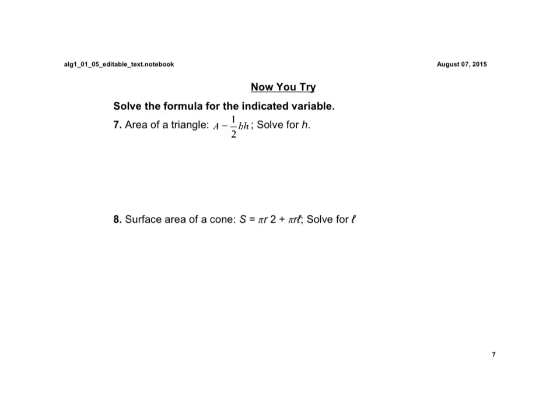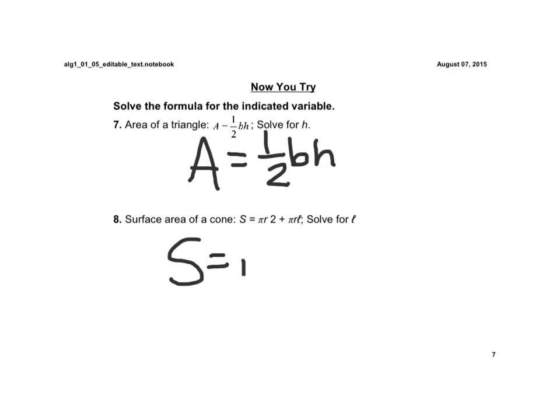Now I'd like you to try these, but before we do, this first one, number 7, should be A equals 1/2 base times height. And this one, the surface area of this cone, should be written as S equals pi times the radius squared plus pi times the radius times the L. So go ahead and pause this for a moment and then rewrite these, solving for the given variables.